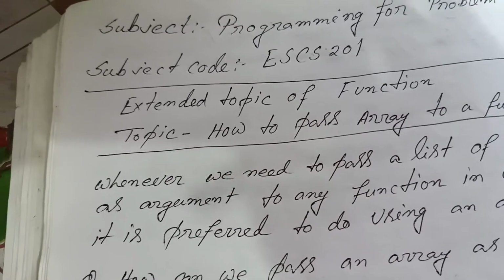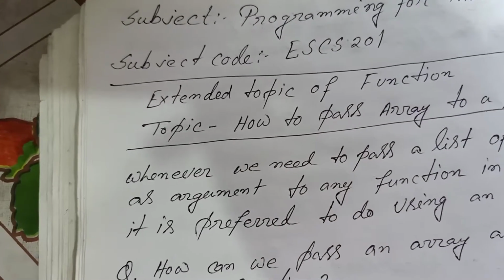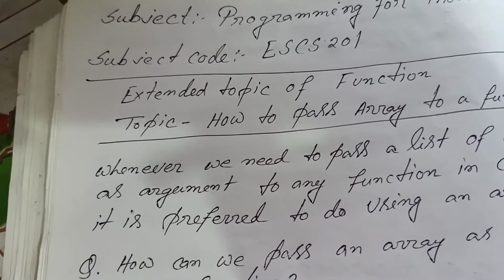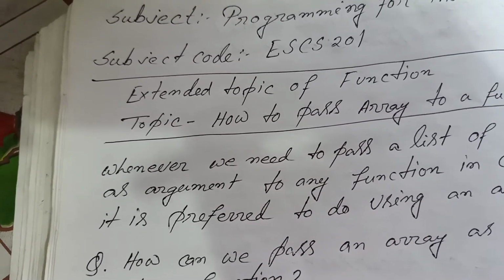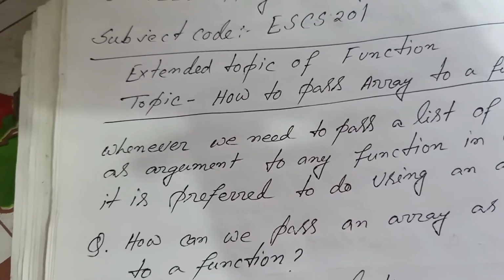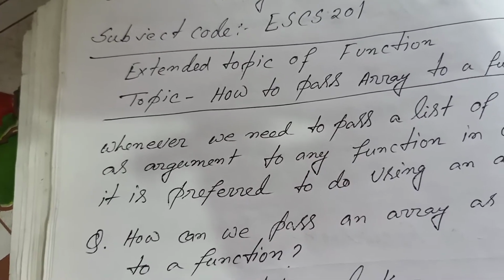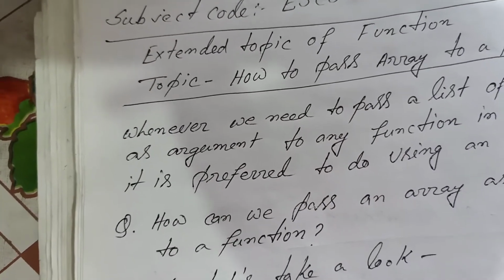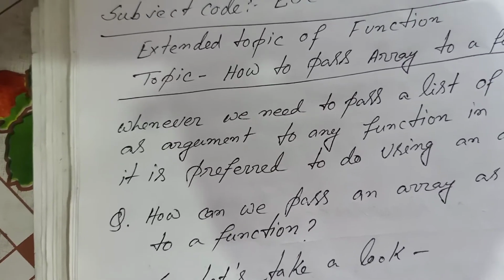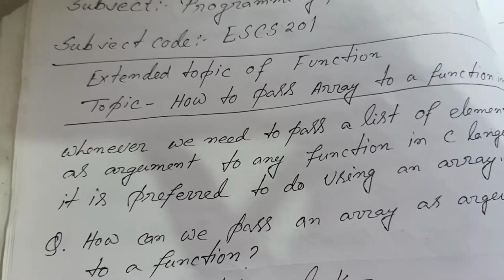So if we want to pass a list of elements through a function, then we have to use an array. When we are passing an array through a function, that topic is called passing an array to a function. This is an extended topic of function.